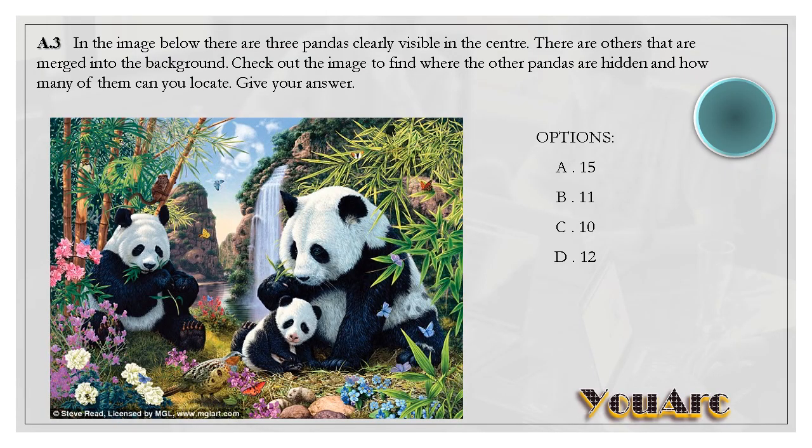In the image below, there are 3 pandas clearly visible in the center. So there are other pandas which are merged in the background. Check out the image and find where the other pandas are hidden and how many of them you can locate. Can you give your answers? Your time starts now.